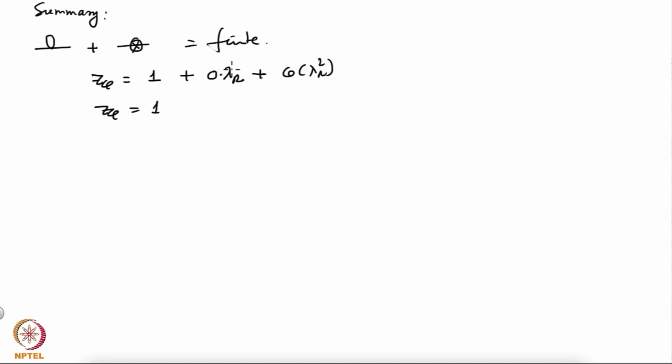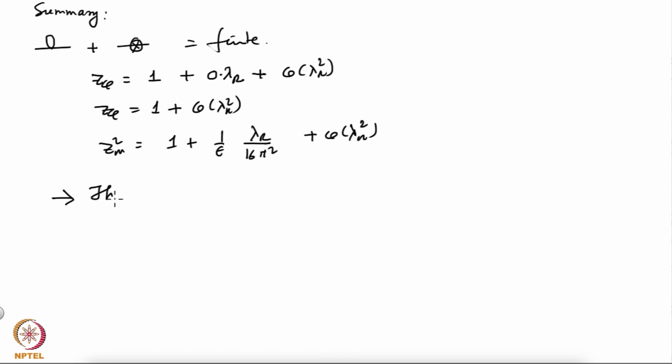It will not be true in general, but in some cases certain terms might just vanish. For whatever reasons, but they can vanish. It's not necessary that each term has to be non-zero. So z phi is 1 plus order lambda r square, and for zm square, I have found that it should be 1 plus 1 over epsilon lambda r over 16 pi square, plus order lambda r square. So if I make these choices, this plus this is finite.